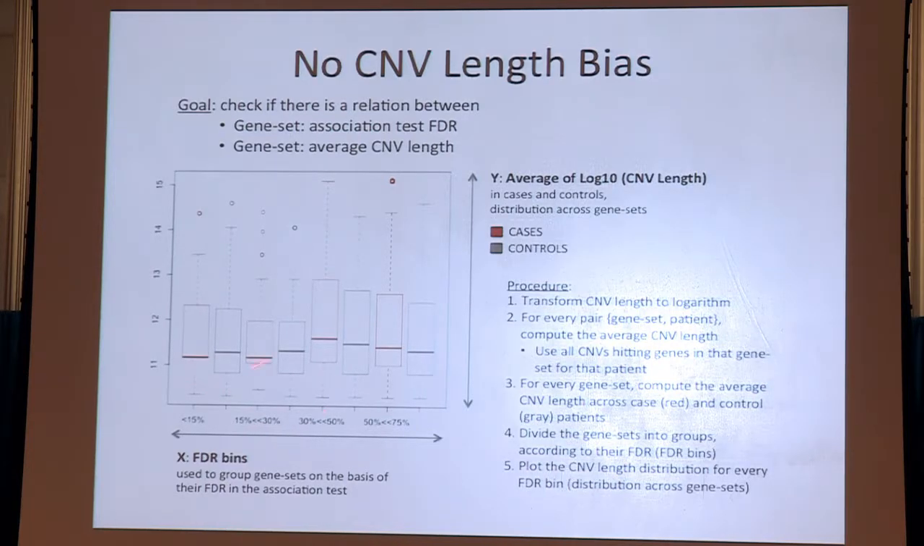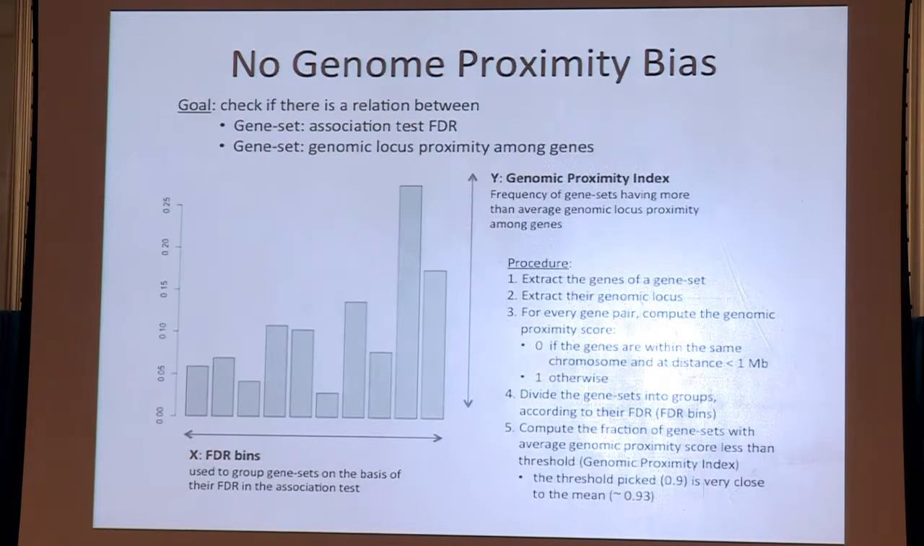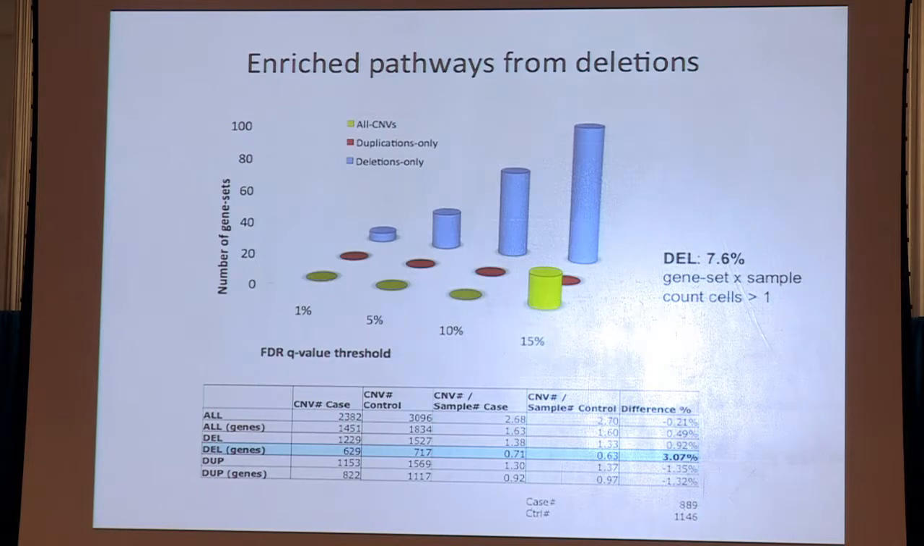There didn't seem to be any relationship between how confident we were about our enrichment, as measured by false discovery rate, versus the length of copy number variants. We also looked to see if genome proximity among genes in a pathway would be somehow biasing our results, and we didn't see that either using a similar analysis. We did see that all of the enrichment was coming from deletion genes, and there was not really any pathway enrichment coming from gained mutations, so it seemed like it's really all about deleted regions of the genome in this disorder.